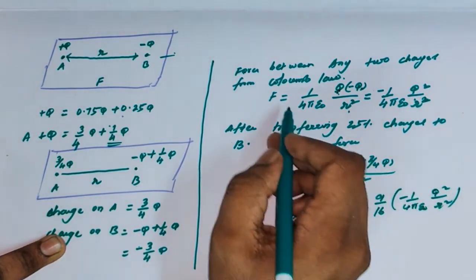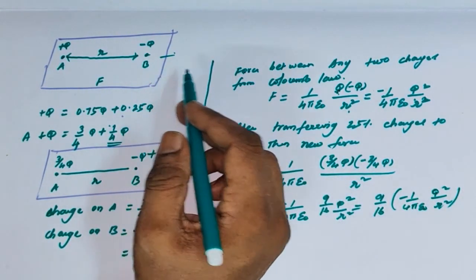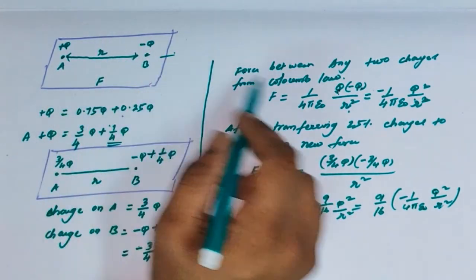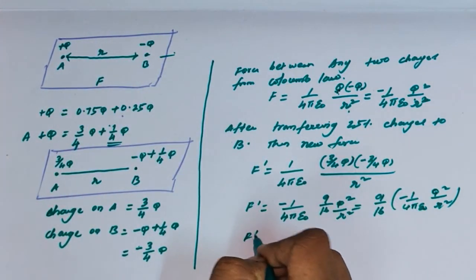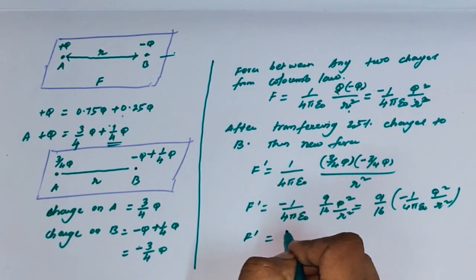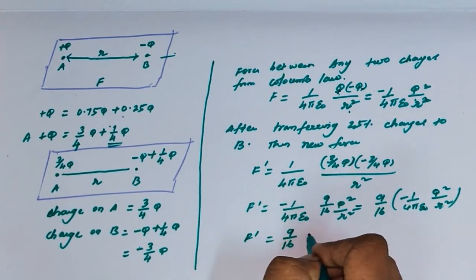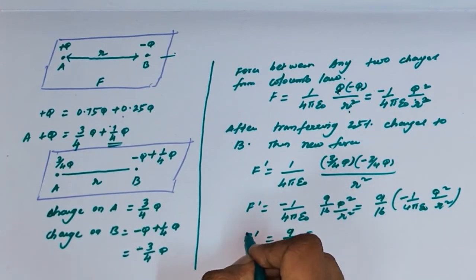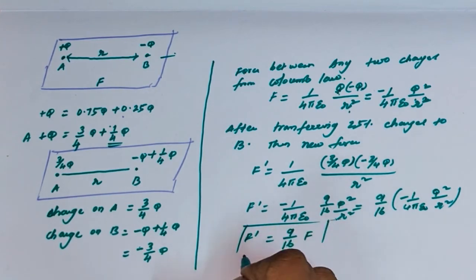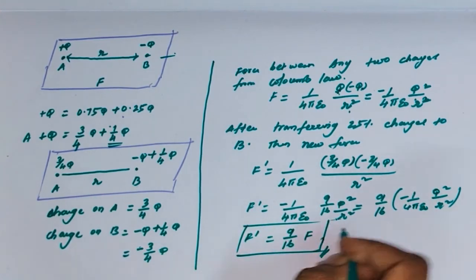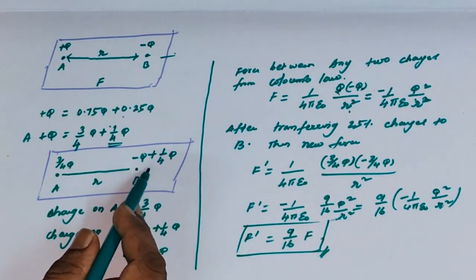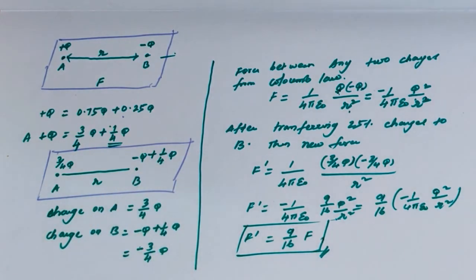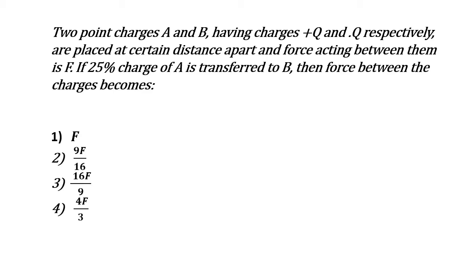This is nothing but the original configuration force. So the new force F prime after transferring the charge is equal to 9 by 16 times the old configuration force. So the right option after transferring 25% of the charge to B is 9 by 16 times F. The second one is the right answer.